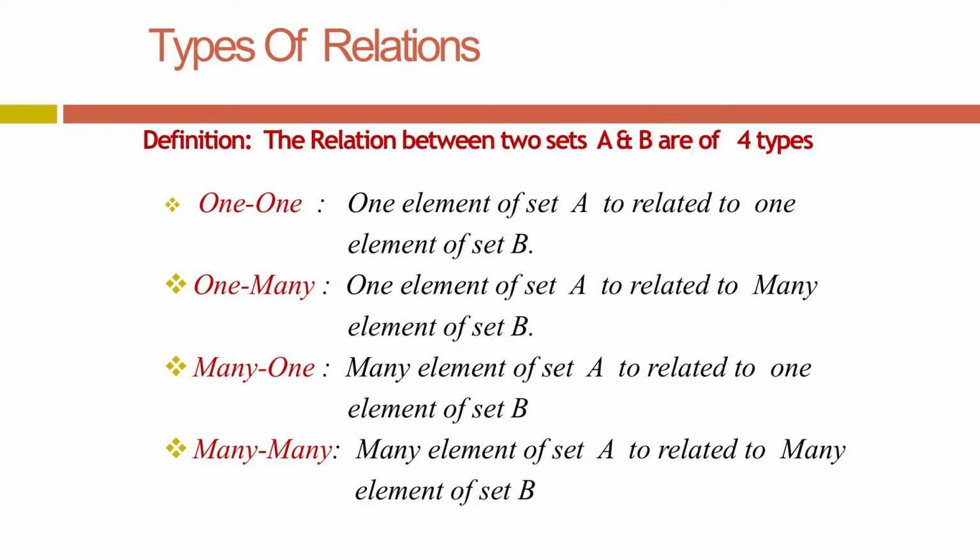Next is pictorial representation of relation. You see many-one: many elements go to one element. One-one: one element goes to one element. One-many: one element goes to many. And many-many is just the combination of one-many and many-one.